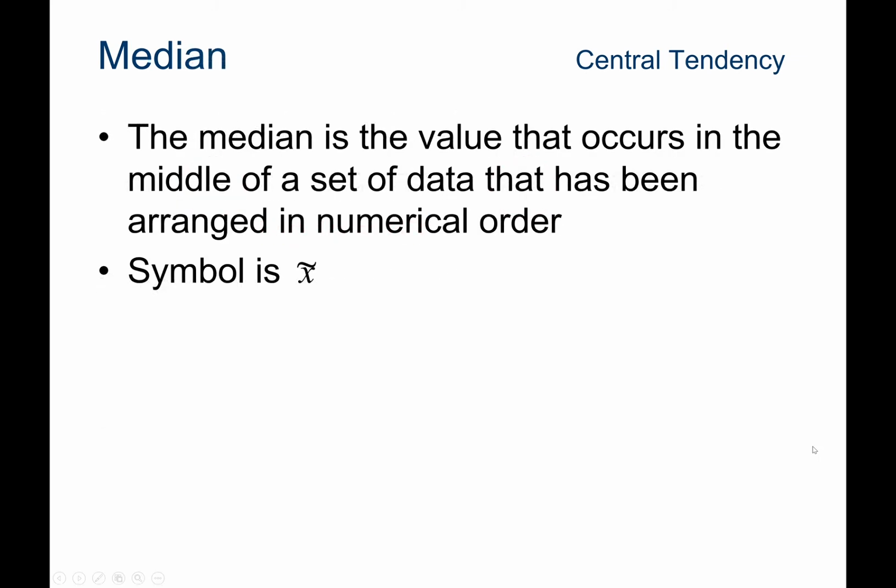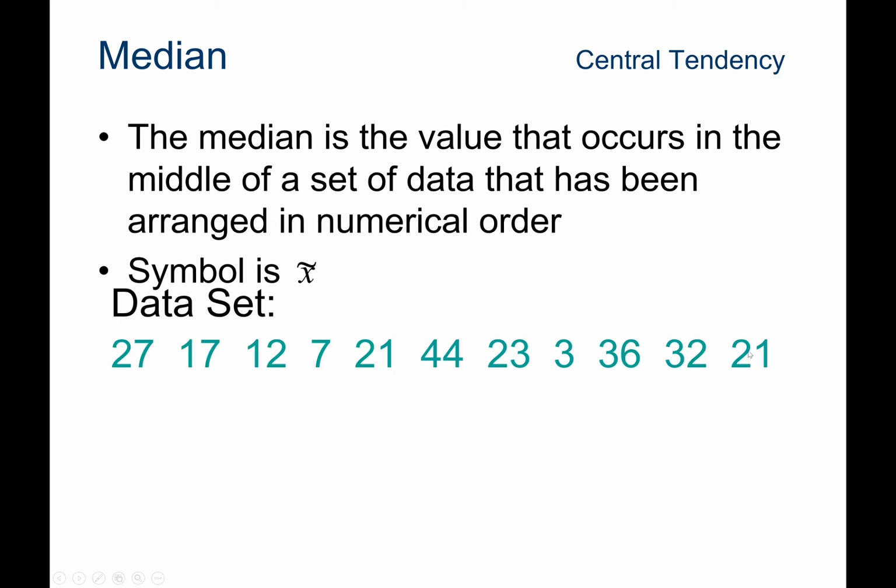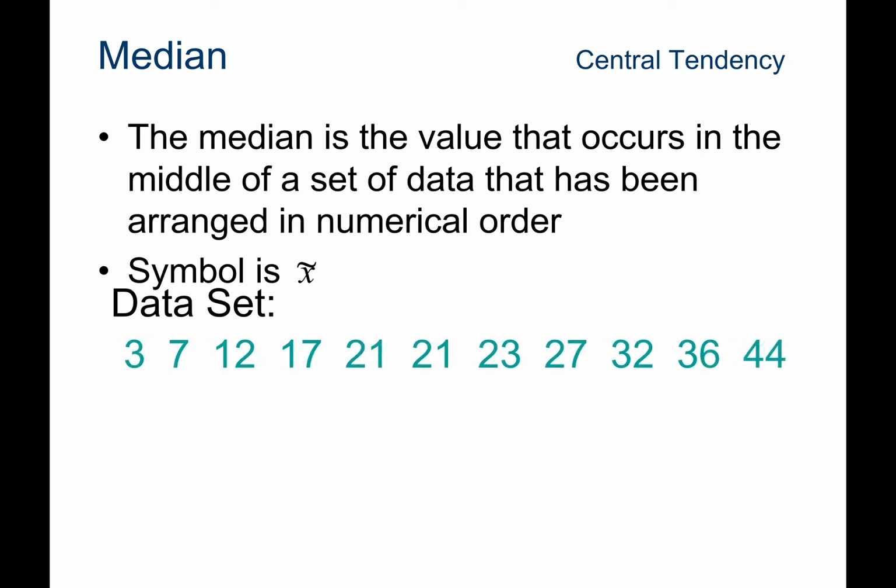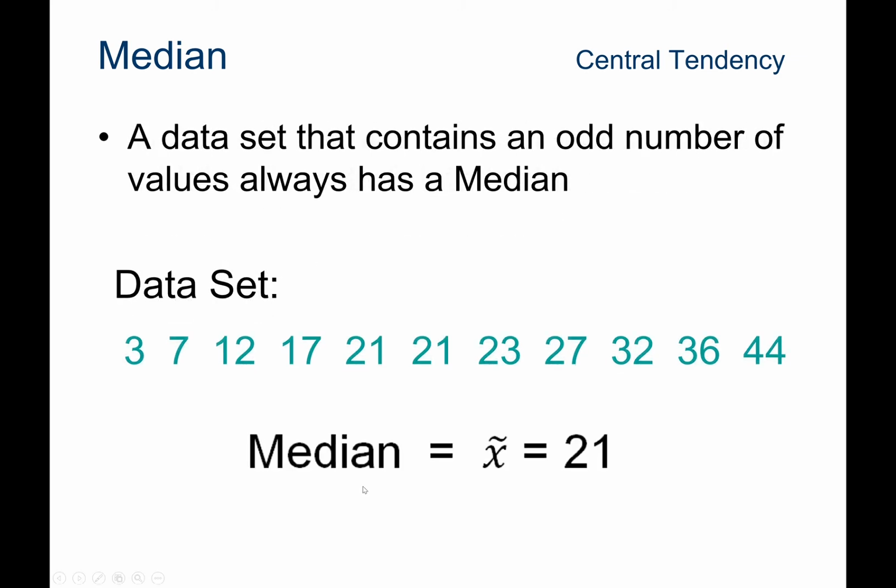The last measure of central tendency is what we call the median. The median is the middle, the exact middle of a set of data. So if I have a random set, I want to organize it from biggest to smallest, and then count my total number of data points to find the middle. In this case, I've got 1, 2, 3, 4, 5, 6, 7, 8, 9, 10, 11 data points, and so my middle would end up being this value right here, the 21.